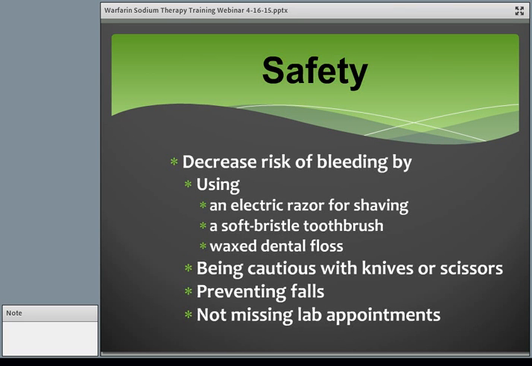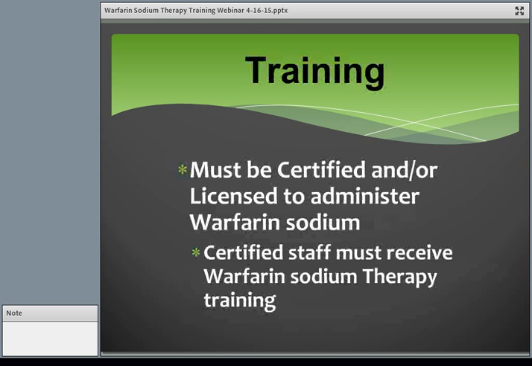Prevention is key to safety. Do not miss lab appointments. This is the only way to know if the PT INR is in the target INR range. Certified staff who have not administered warfarin sodium within a 12-month time frame must attend a warfarin sodium retraining.